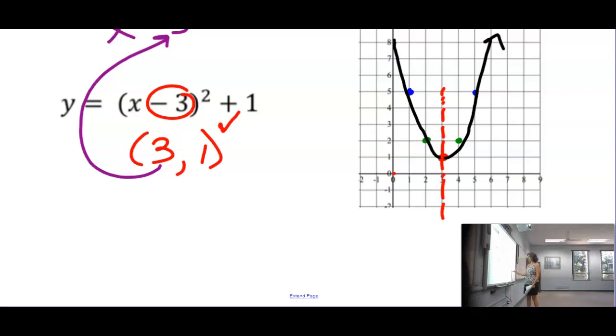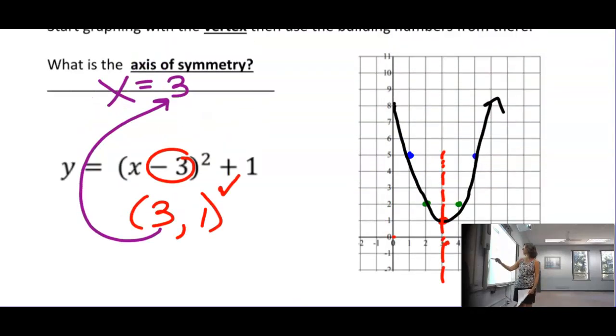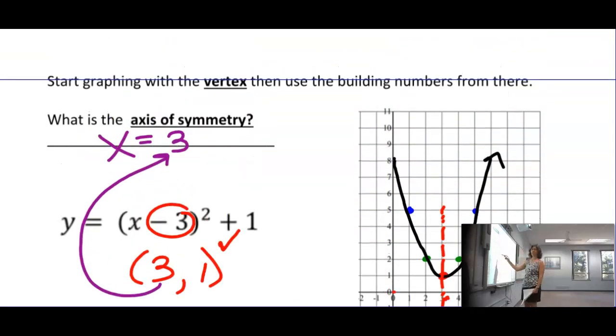What x value did I go through? 3. Remember, my axis of symmetry is always going to be x equals, and it always comes from the x value of my vertex. So it's x equals 3. That's where I can fold it in half. Okay, next slide. So let's do a couple of these, all right?